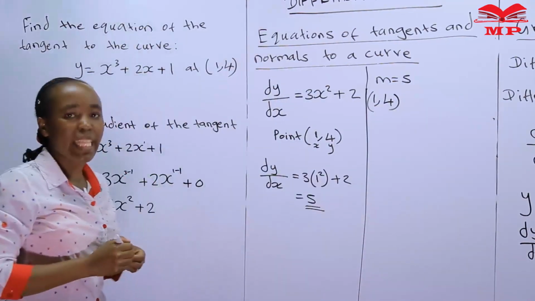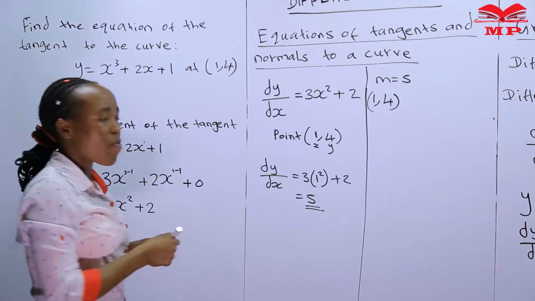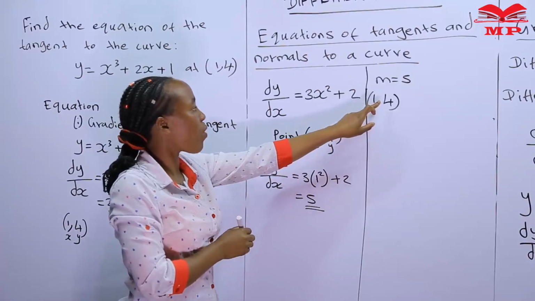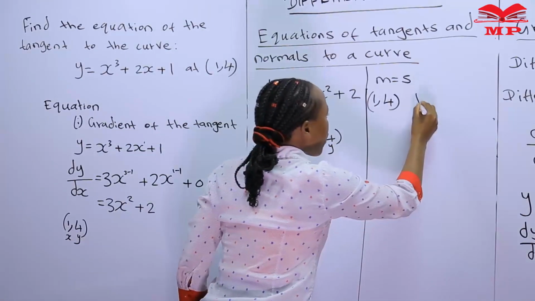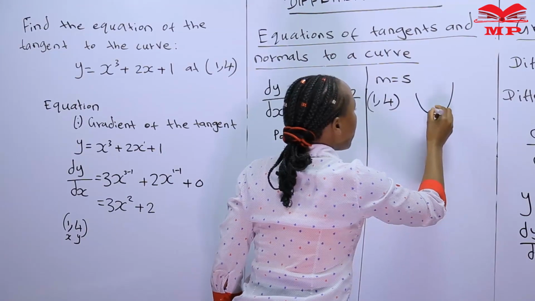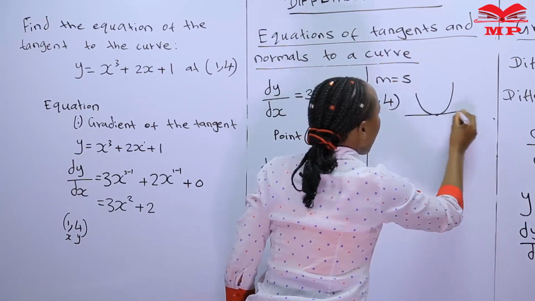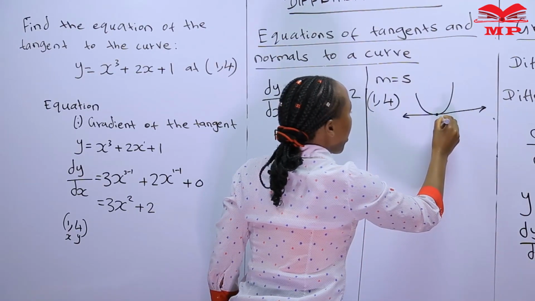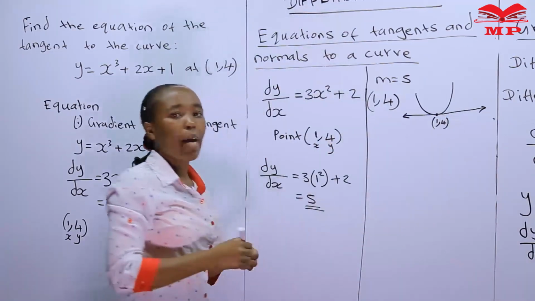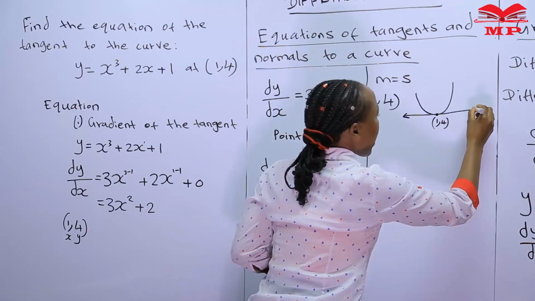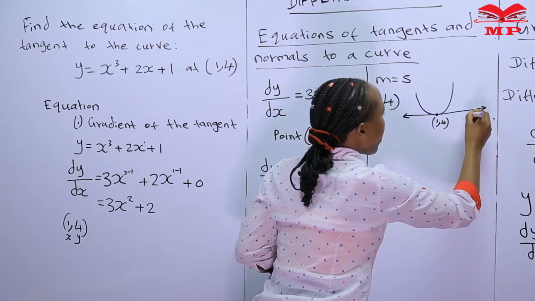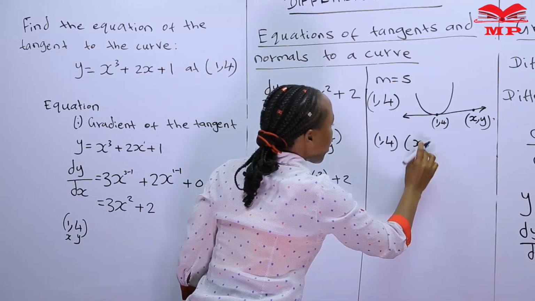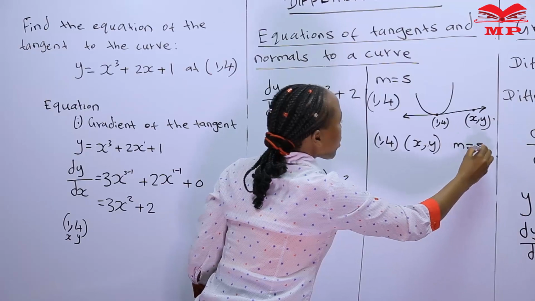So we need to get the equation. From the equation of a straight line, when we want to get the equation of this tangent, because it's like we have the curve here, and then we have our point, and at this point we have the tangent here. This is our tangent, and we have this point, let's say here we have a point (1, 4). So we can get another point on the tangent. We can call it (x, y). So we are going to have point (1, 4) and another point (x, y). And we know that the gradient is equal to 5.